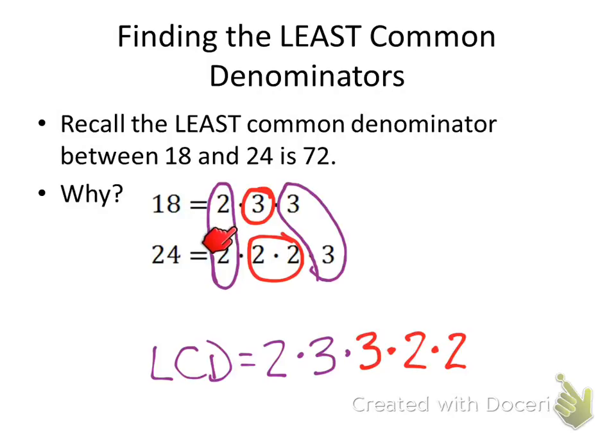You've got to have what they have in common. So they had a 2 and a 3. And then what do they not have in common? That's going to give you your least common denominator. They didn't have in common a 3 and 2 more 2s.